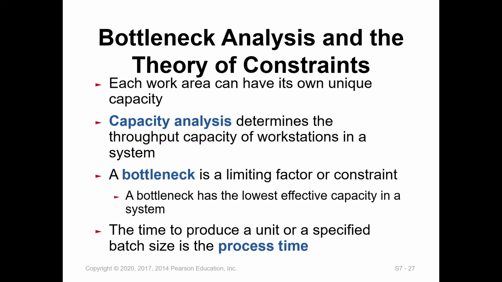There is something called a bottleneck. That's very important here. A bottleneck is a limiting factor or constraint. A bottleneck has the lowest effective capacity in the system. They call it a bottleneck because the flow is good before the bottleneck, but at the bottleneck, the flow is limited. That's why they call it a bottleneck. The time to produce a unit or a specific batch size in the process is the process time. Okay.